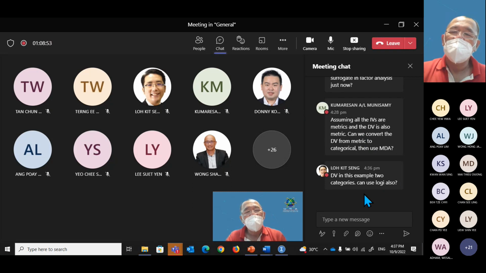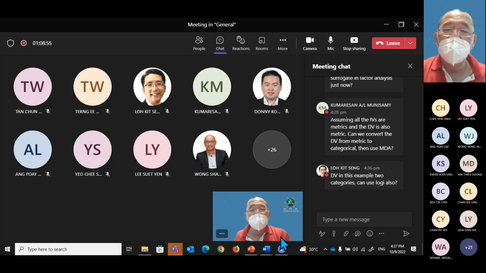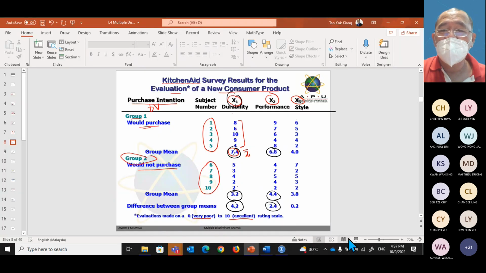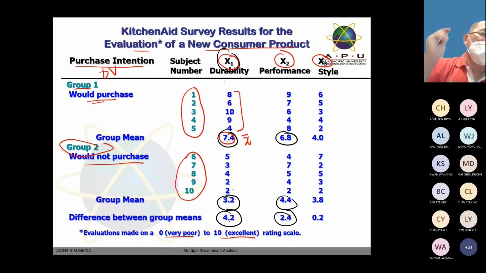Okay. DV is a two category. Can use the logistic. Okay, good question. Okay. So for this one, can. But you must put here 1, 0. Would purchase 1, would not purchase 0. Then you can do the logistic regression. Yeah, can.